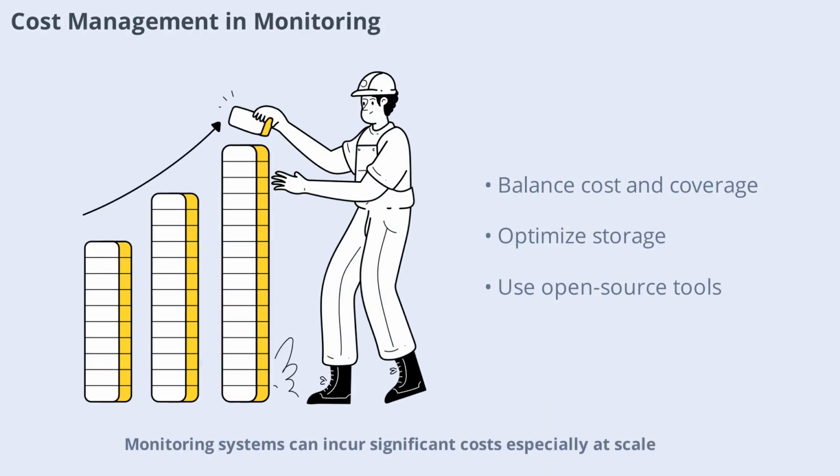Monitoring systems can incur significant costs, especially at scale. It's important to balance thorough monitoring with cost efficiency. Strategies include prioritizing critical metrics, optimizing data storage, and leveraging open-source tools. Regularly reviewing costs helps you maximize value without overspending.